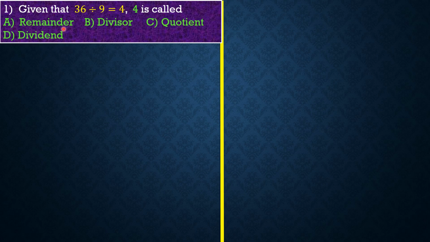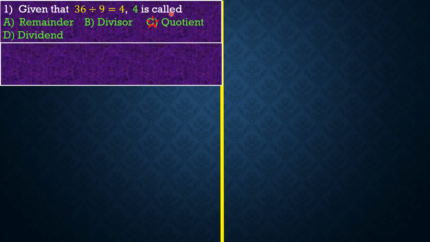You notice that if you divide 36 by 9, 9 can go into 36 without any remainder, so the remainder in this case has to be 0, so A has to be wrong. Then B, divisor: no, 36 is what I call the dividend, because it is what actually gets divided by 9. So 9 in this case is called the divisor. Upon elimination, you see that the right option here is option C, the quotient.